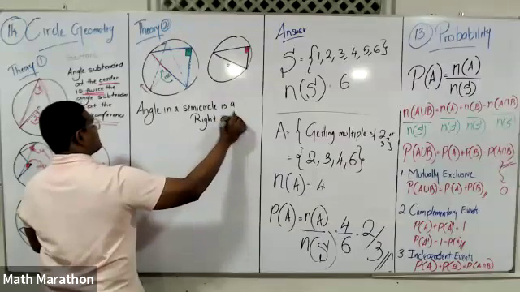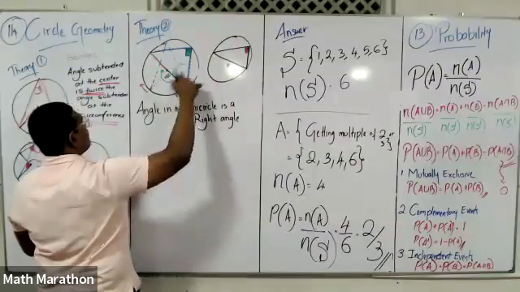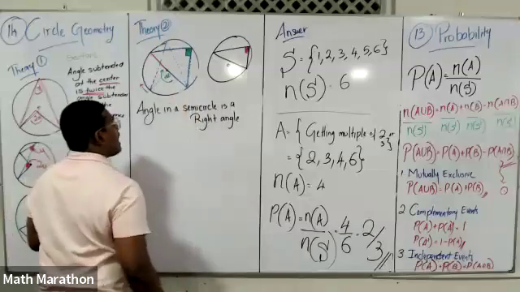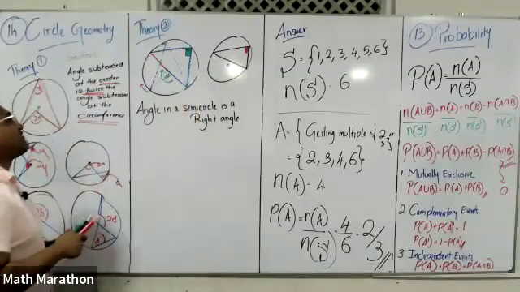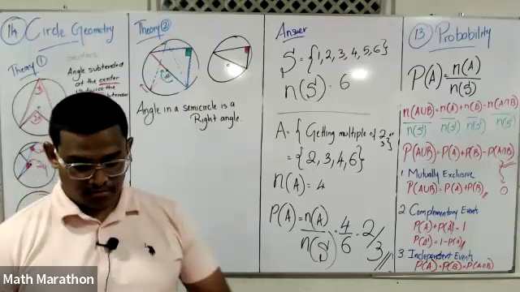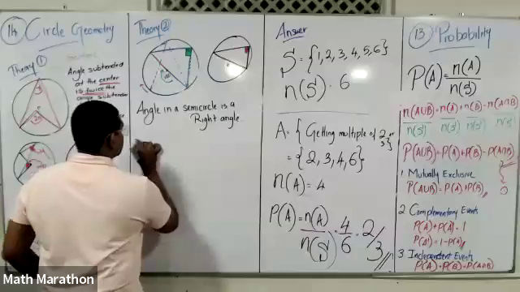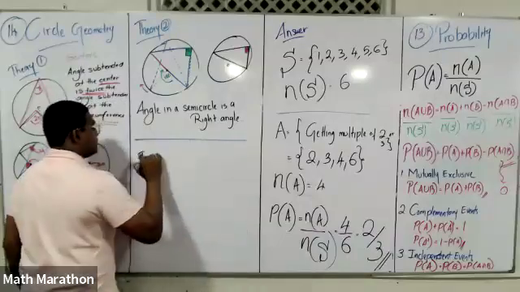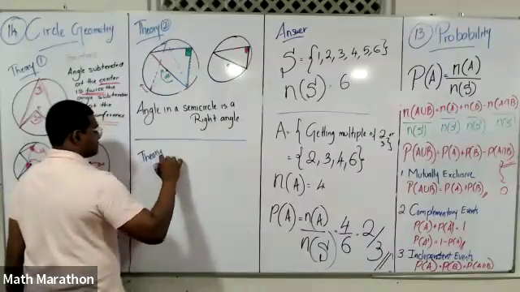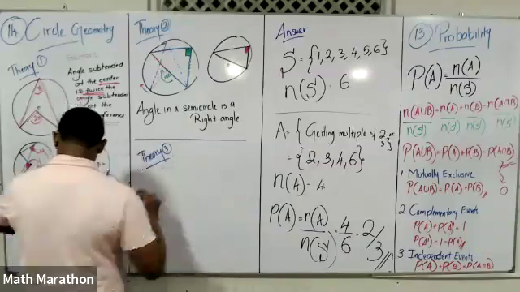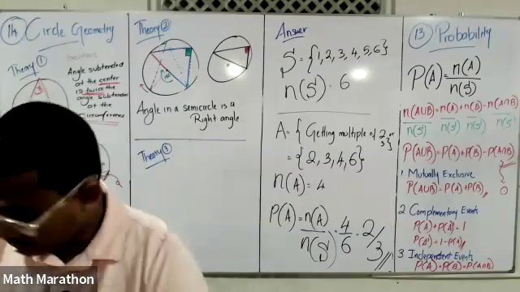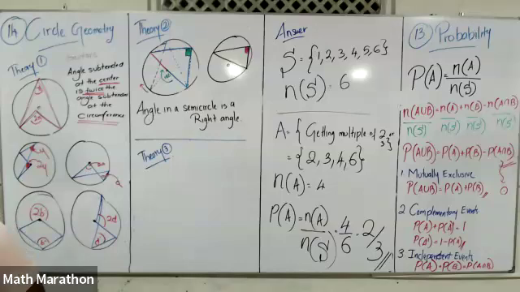Why do we call it a semicircle? The diameter divides the circle into two, half and half. That's why we call it a semicircle. The diameter divides the circle into two. That is the second theory. Theory number 3. What is theory number 3?